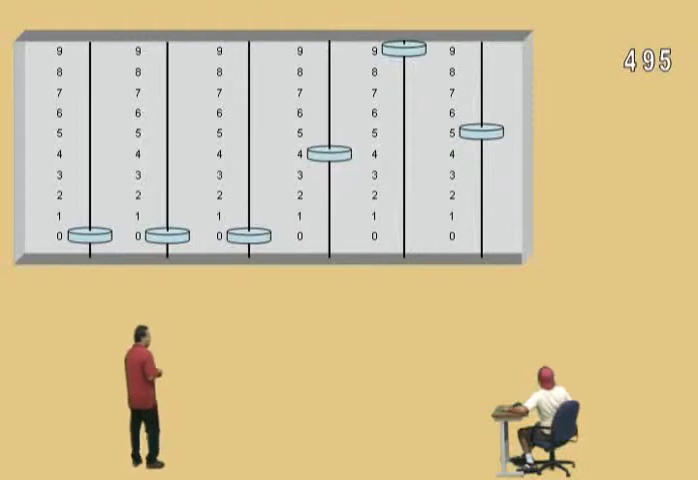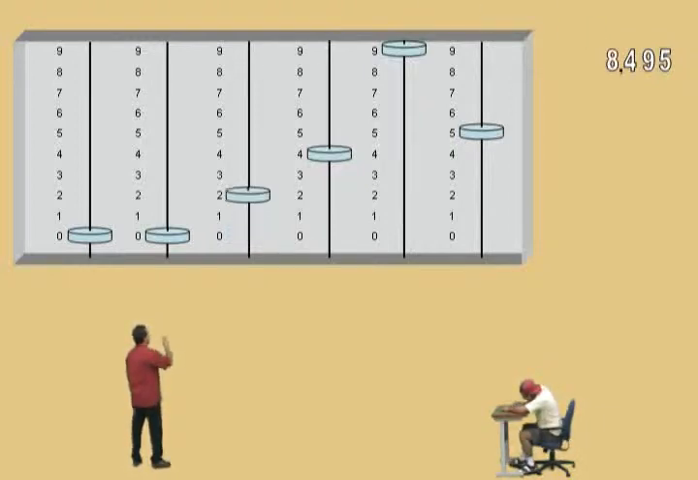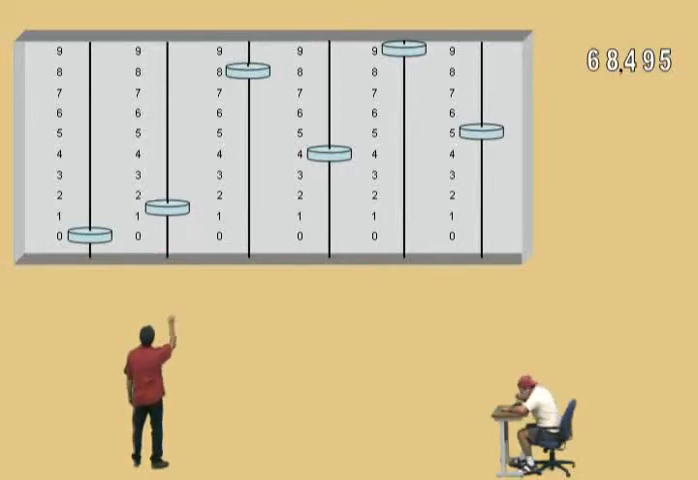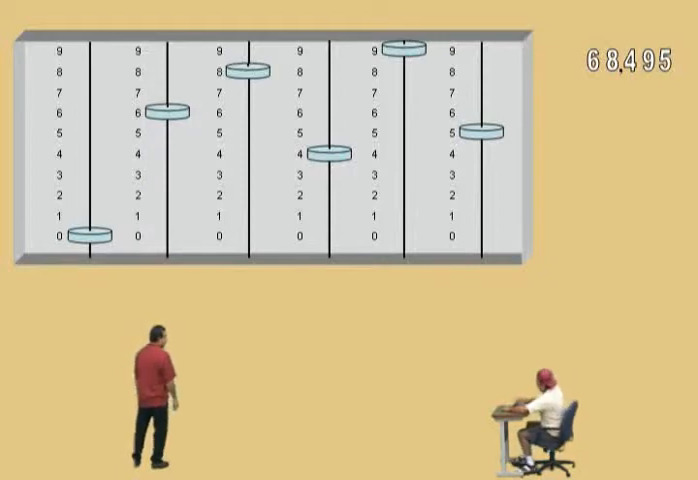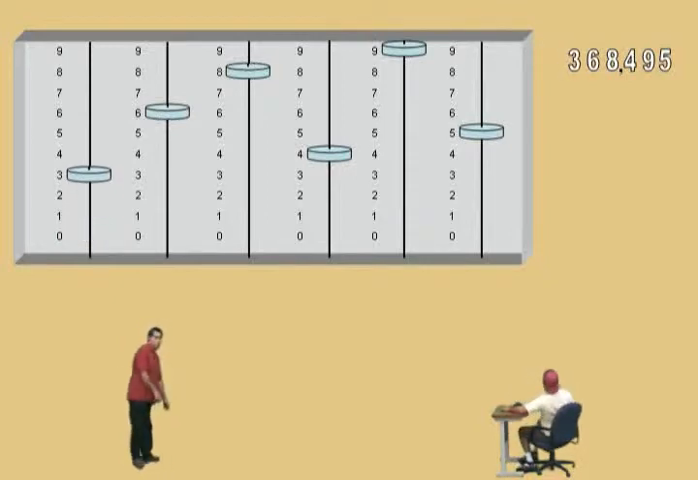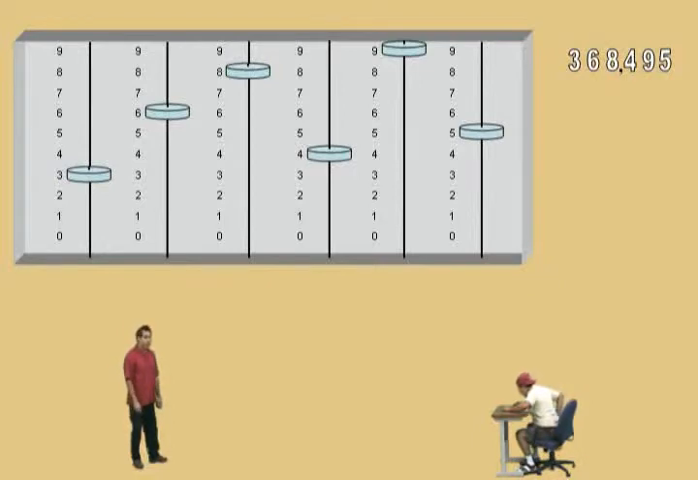Okay. In our 1000s column, we have an 8. So we'll go ahead and record that, move your 1000s bead to the 8. Very nice. In our 10,000s column, we have a 6. So we'll go ahead, record that over there, move your 10,000s bead to the 6. And finally, in our 100,000s column, we have a 3. So we'll go ahead, record that, and move our bead up to the 3. Whew. There's our number, 368,495.